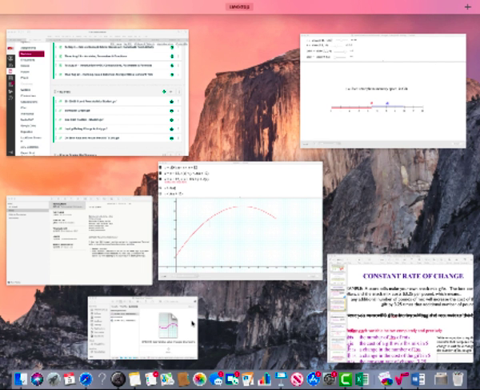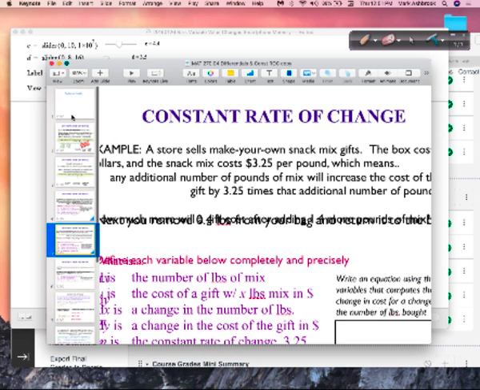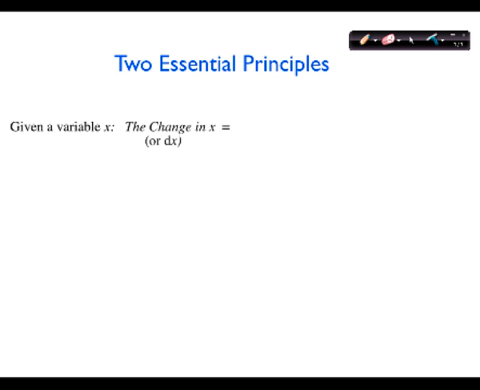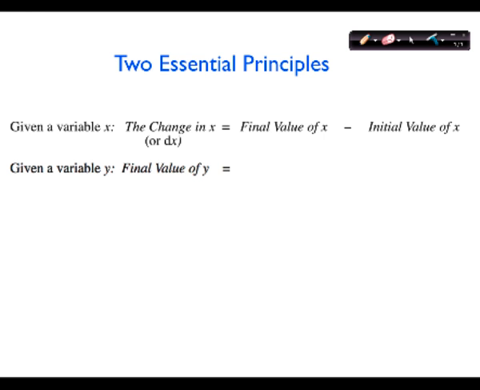All right, so let's look at this. What do we say the change, given a variable x, the change in x or dx is? Final value of x minus initial value of x. And then given a variable y, we could say the final value of y is initial value plus the change, okay? So these are going to be two essential principles in calculus, and we'll see these showing up over and over again.